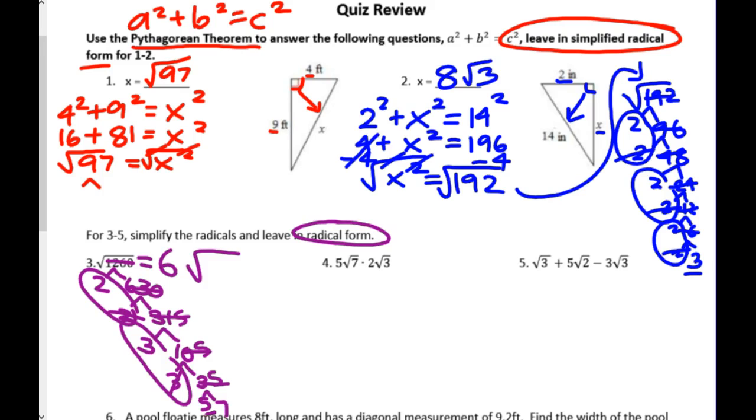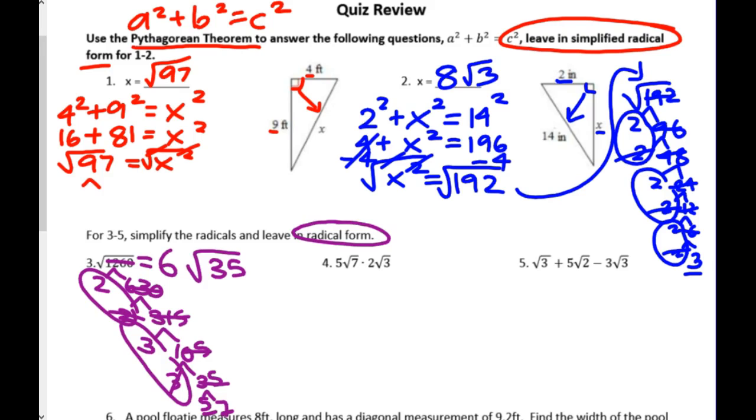And my leftovers, 5 and 7, are going to go inside and multiply. 5 times 7, 35. Okay? Circled pairs go out to the left. Leftover loners go in on the right. Okay?